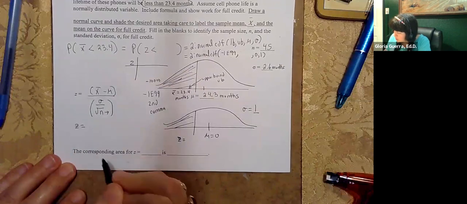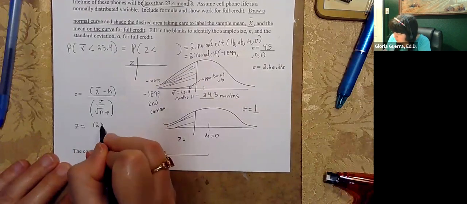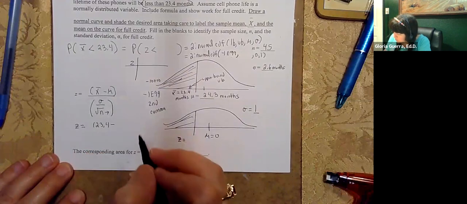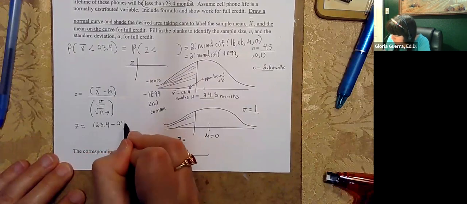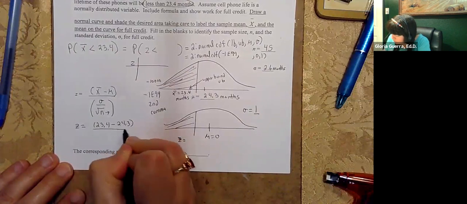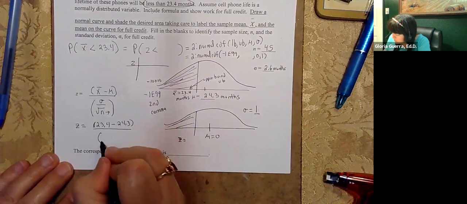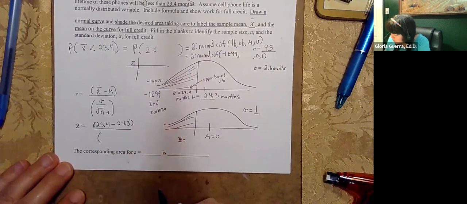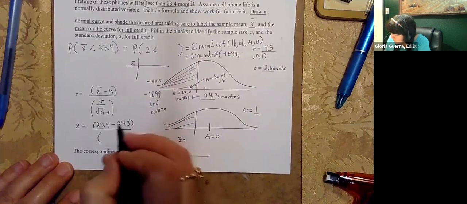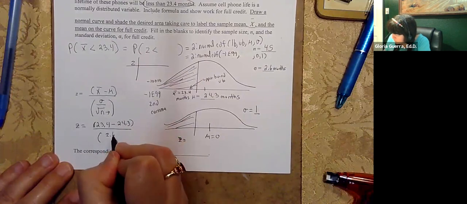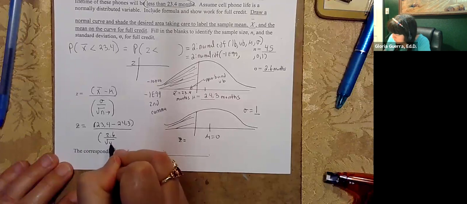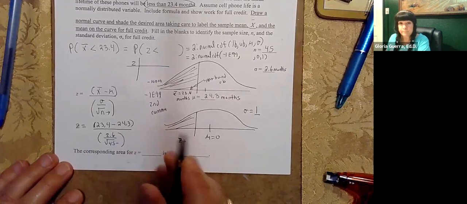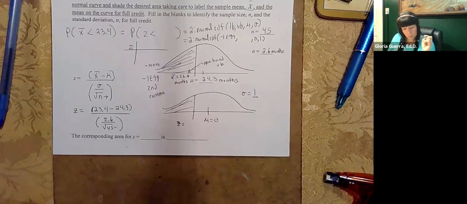Okay, so X bar is 23.4 minus mu, which is 24.3. And then sigma is, what's sigma? 2.6, divided by square root of n, which is 45. And then push this out.